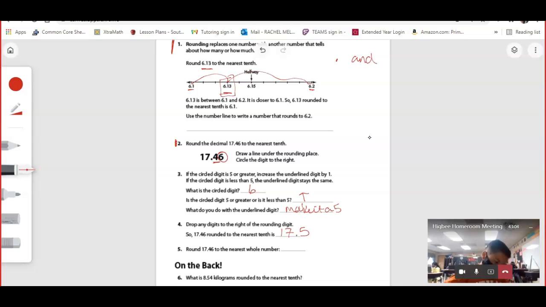Okay, now, the next one says take the same number and they want us to round to the nearest whole number. Okay, so I'm going to erase this work right here. Okay, if I need this number and I want to round to the nearest whole number, what digit is in the nearest whole number place value, Jada?